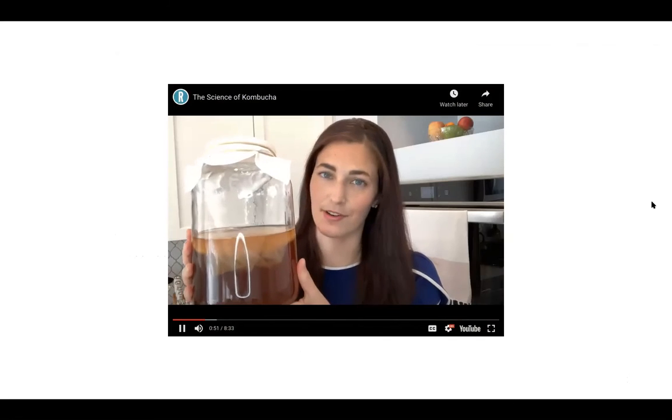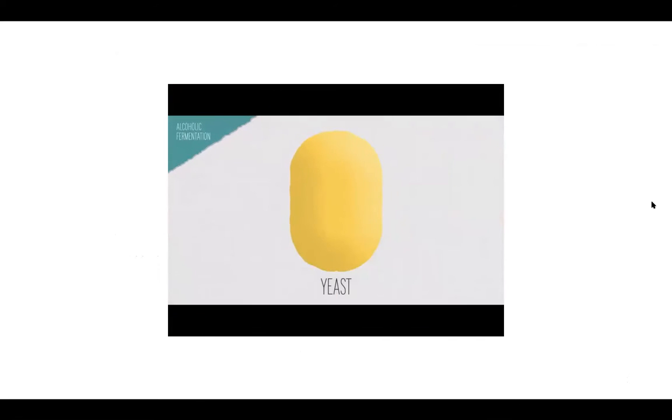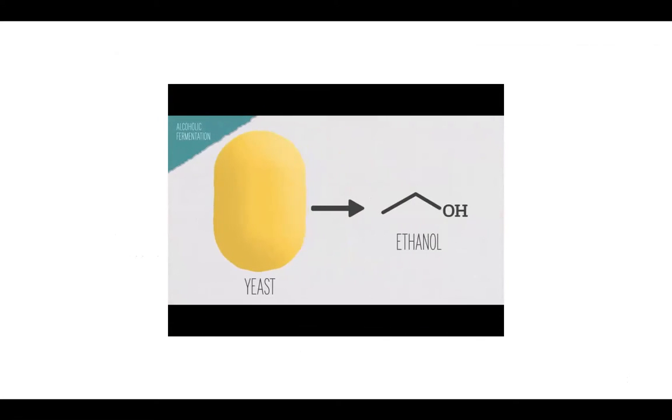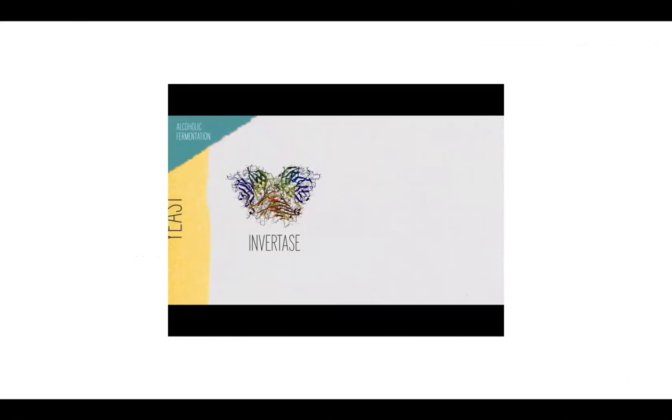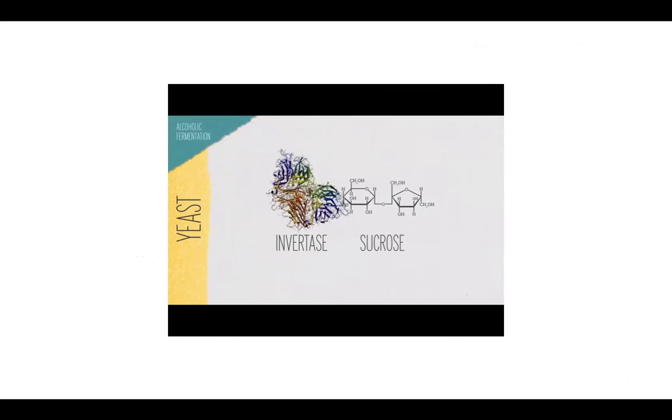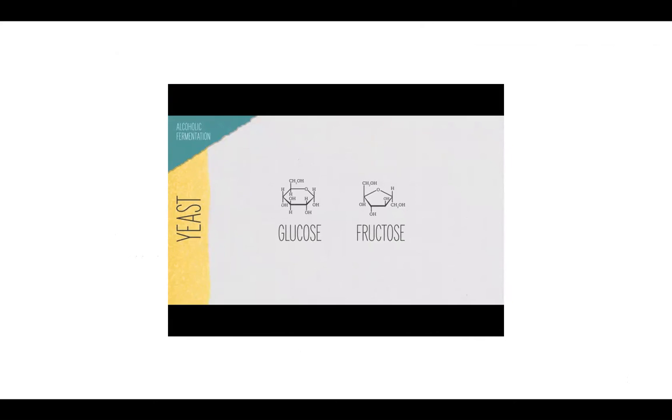In acetic acid fermentation, the yeast and the SCOBY are mainly creating alcohol. They produce an enzyme called invertase that breaks apart the sugar, or sucrose, into its smaller sugar components, fructose and glucose.